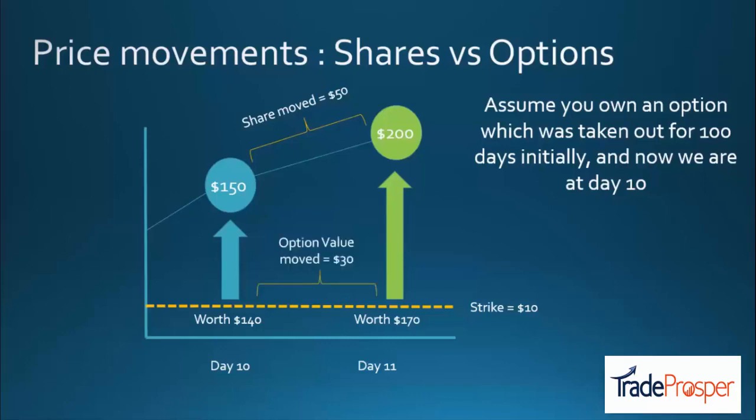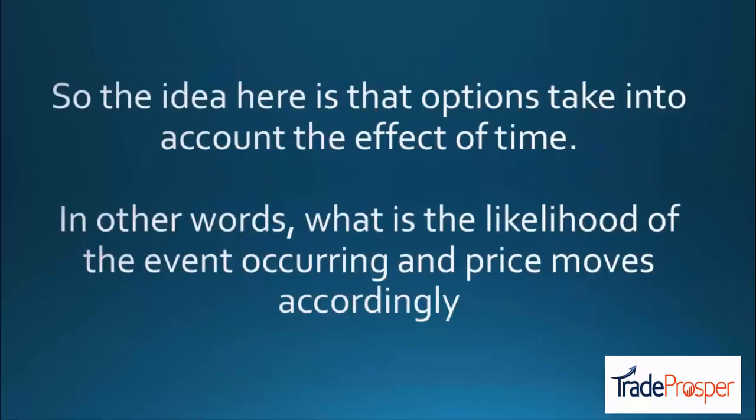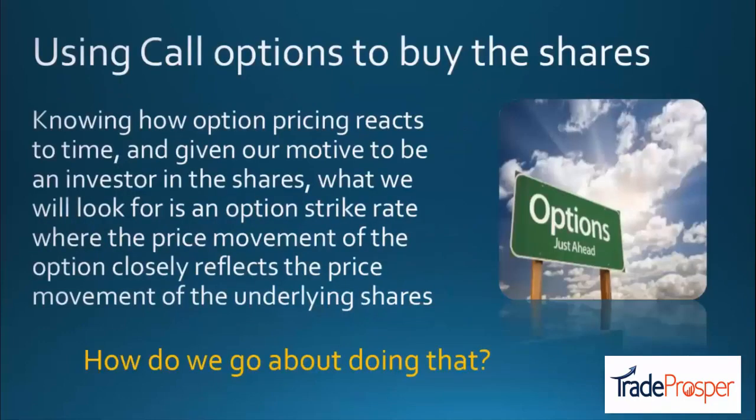So you can see that the option price at this point will only reflect a small movement. In this case, the option went up by $30, which is 60% of the movement of the underlying. Now that still is a lot of value in terms of movement, and that is something we'll bank on when we start looking at the strategies itself. So the idea here is that options take into account the effect of time. So in other words, what is the likelihood of this event occurring, and how much time do we have left before the option needs to be exercised or not?